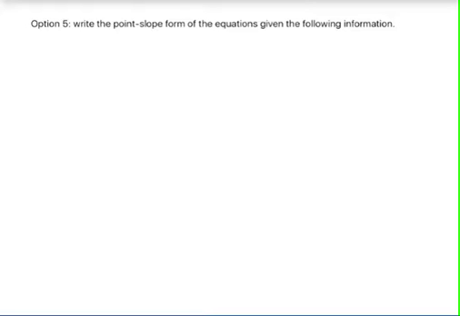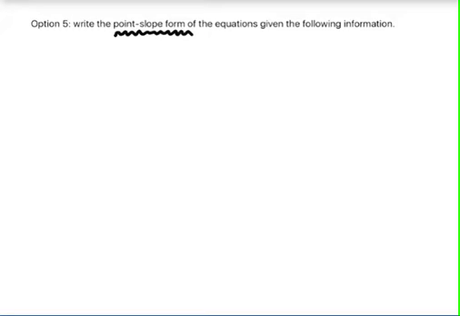The only thing we need to know, it says write the point slope form of the equations given the following information. I'm only going to do 2 examples with you. You have 3 examples to do on your choice board by yourself, but I think 2 examples here will be enough for you. The first thing we need to know is point slope form.